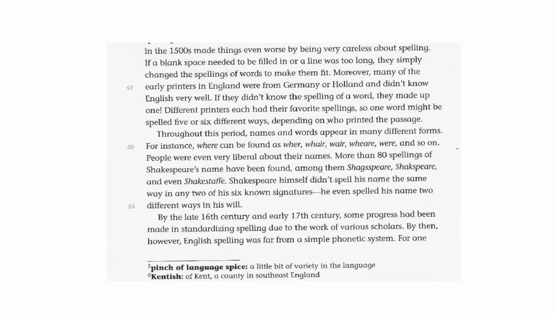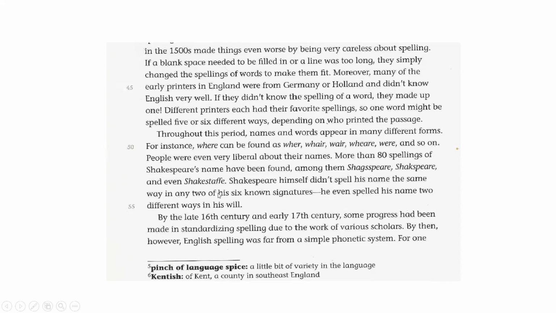Throughout this period, names and words appear in many different forms. For instance, where can be found as were, where. Actually, that's where, yeah. Where, and where. But that became were. The last one became were. The first word doesn't exist anymore. This one either. This one does, but they put an E on it. And this, they dropped the A. This is around. People were very liberal about their names.